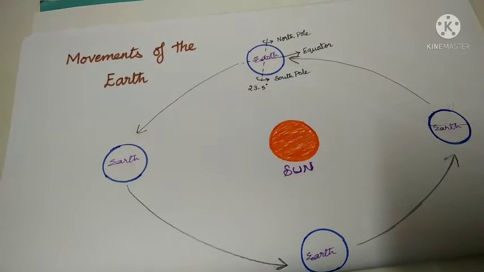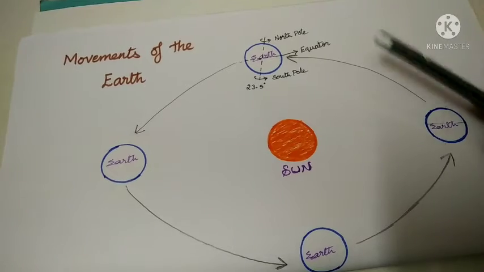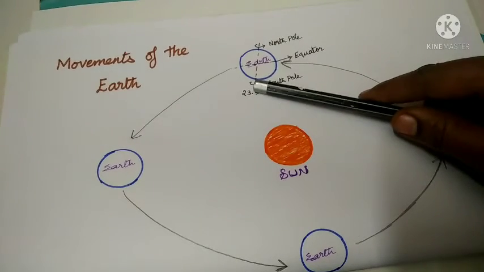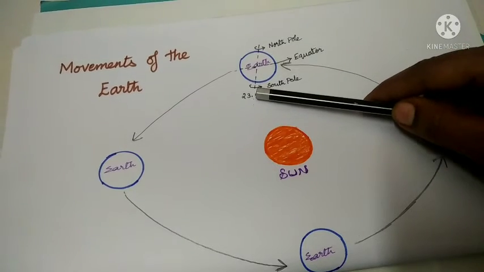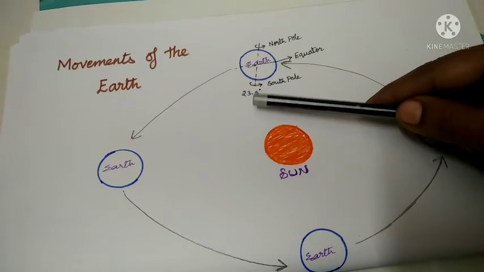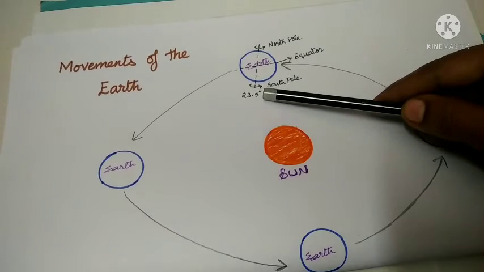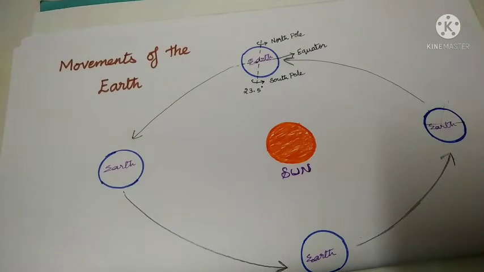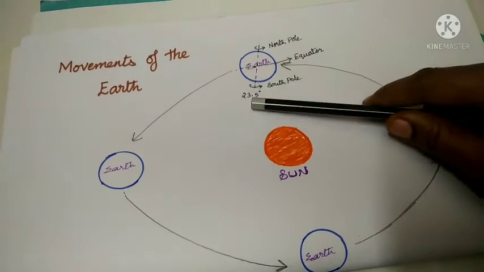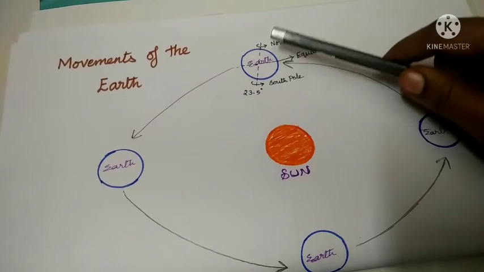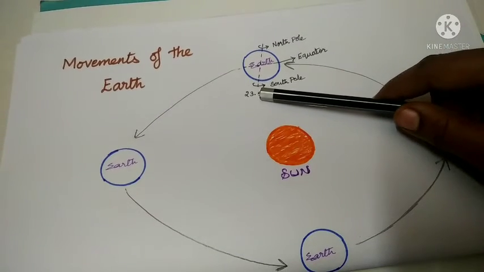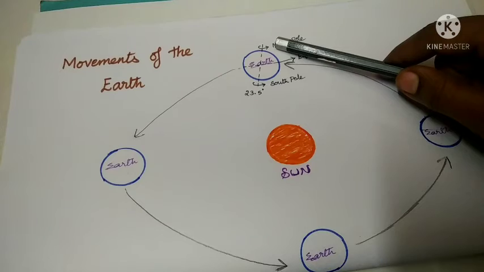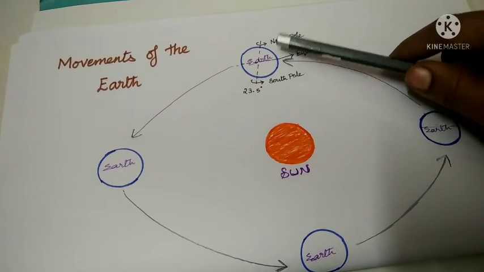The axis is slightly tilted. The angle of the tilt is 23.5 degrees. The two points where the axis seems to enter are called poles. So here we have the south pole and the north pole. So these are poles.